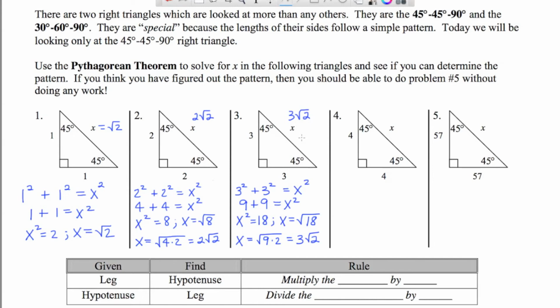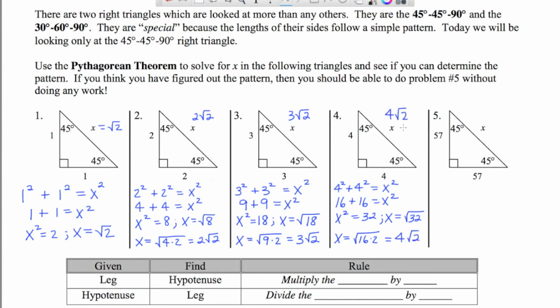Let's do the Pythagorean theorem one more time. 4 squared plus 4 squared equals x squared. Expanding, we get 16 plus 16 equals x squared. Simplifying further, we get x squared equals 32. Square rooting both sides, we get x equals the square root of 32. 32 can be thought of as the product of 16 and 2. The square root of 16 is 4, so the final answer is 4 root 2.